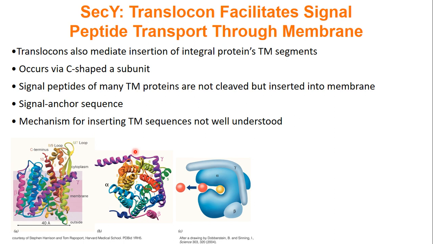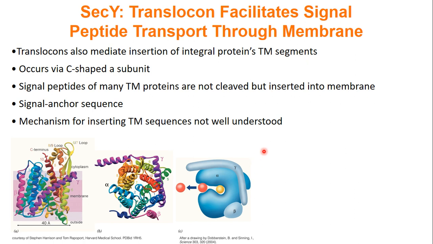Now, translocons also help the insertion of any integral protein's transmembrane helix segments. This happens at the C-shaped subunit, so this would be the alpha subunit. The signal peptides of many transmembrane proteins are actually not cleaved but inserted right into the membrane. These are called signal anchor sequences.